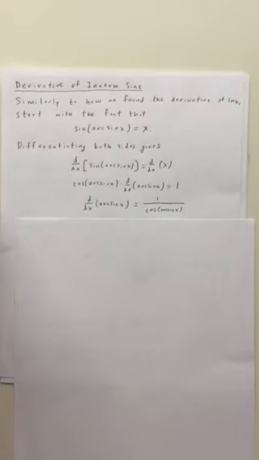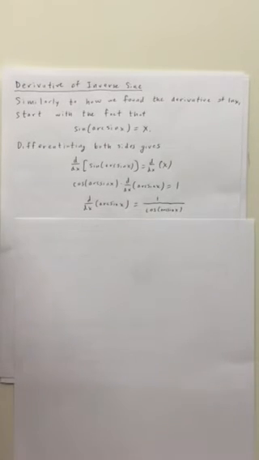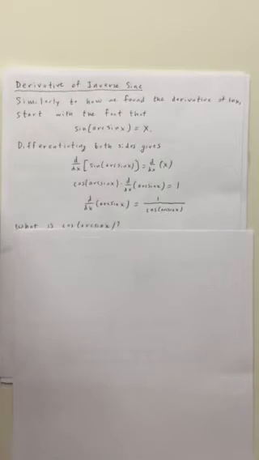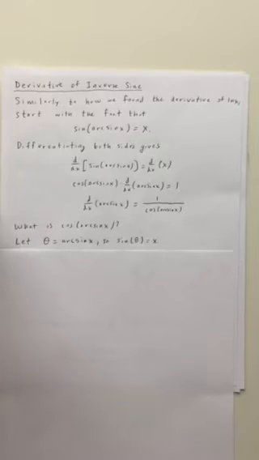Now, that's technically a derivative formula for arc sine of x. The problem is the function cosine of arc sine of x in the denominator is not really familiar to us. And so we want to re-express it in a more familiar form. And so we're going to use some right triangle trig.